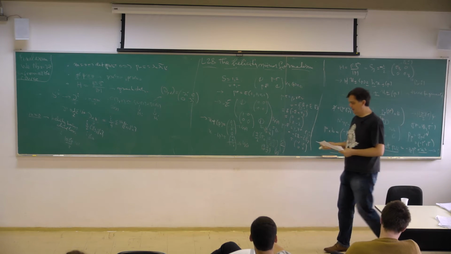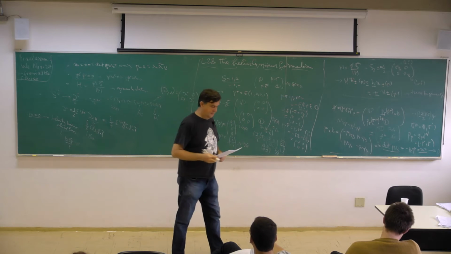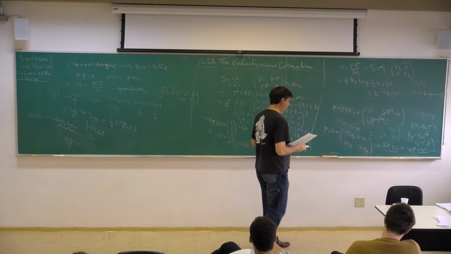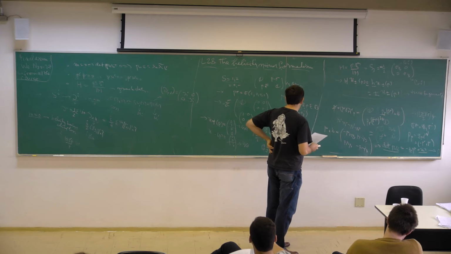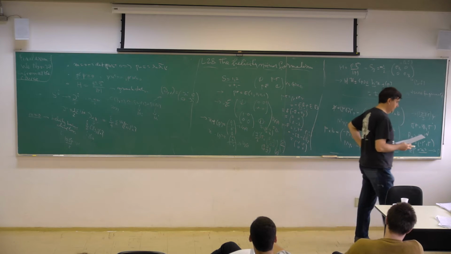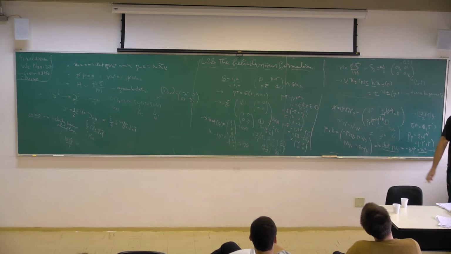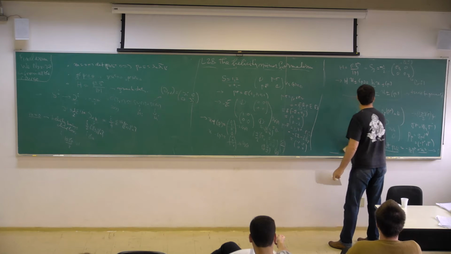So left-handedness is associated with chirality, and right-handedness with anti-chirality. Okay, so I guess I don't need this anymore. Where is this?